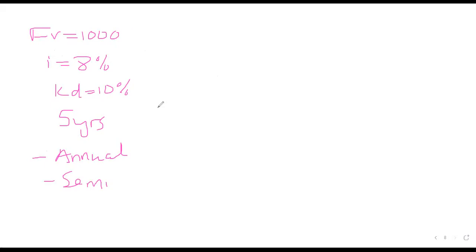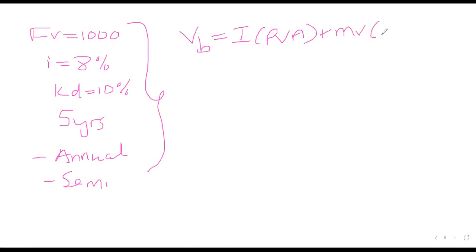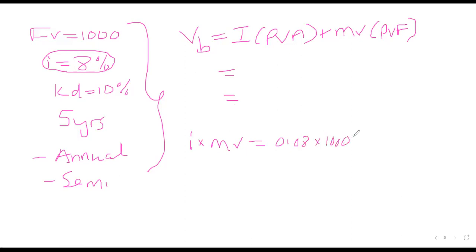So who can help us? How do we find the value of the bond? The value of the bond is I times the present value annuity factor, plus MV times the present value factor. The job of the first part is to calculate the capital I. Capital I is simply found by small i times the maturity value. So 8%, or 0.08, times 1,000. What do we get? 80. So 80 is what we call the coupon value.